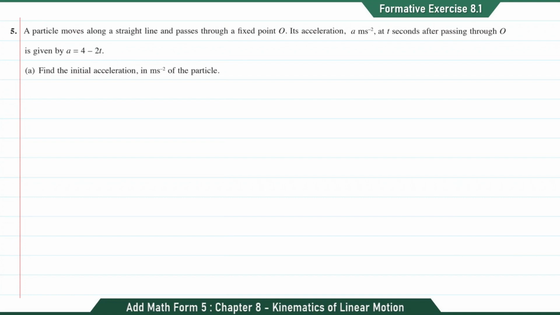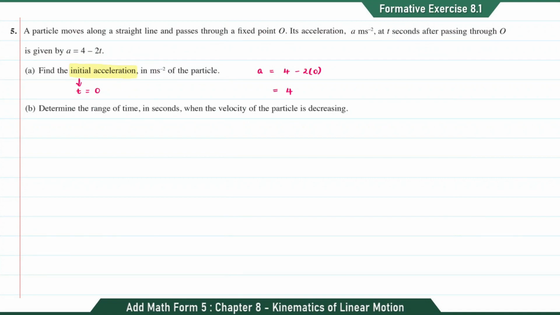Question number 5. A particle moves along a straight line and passes through a fixed point O. Its acceleration a at t seconds after passing through O is given by a equal to 4 minus 2t. A. Find the initial acceleration of the particle. For initial acceleration, it happens at t equal to 0. So to find the initial acceleration, we just need to substitute t equal to 0 into a. So it will be 4 minus 2 times 0. So the answer is equal to 4.